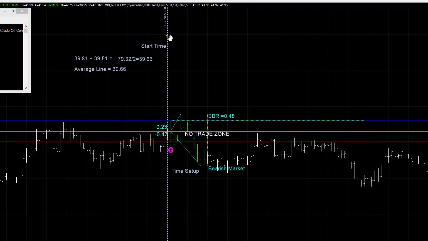So we've got our start time at 9 o'clock. Our time setup is 9:05. That's our bar there. We've calculated our high and our low. We've worked out our average line, 39.66. So then anything above that line is measured, anything below that line is measured, up until the interval bar. The interval bar becomes critical because it determines how far we're going to measure the ticks above and below to.